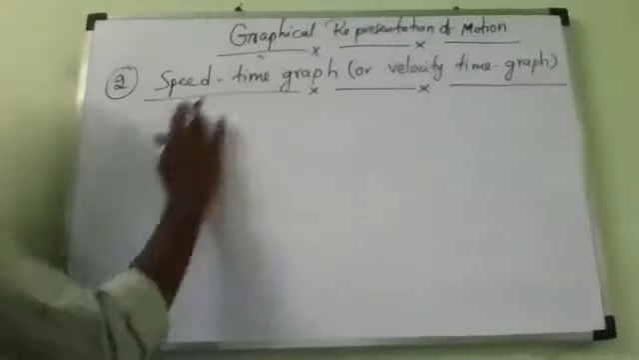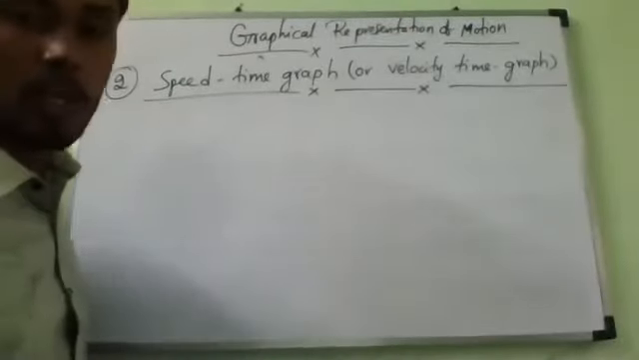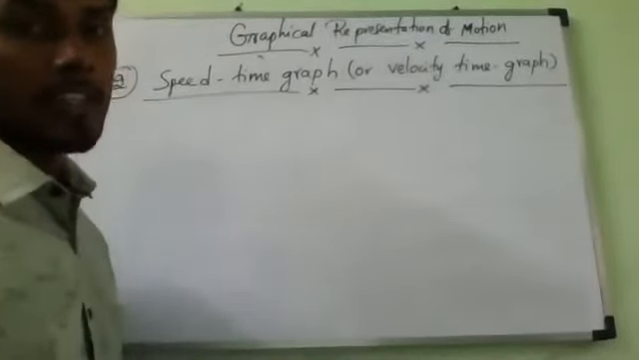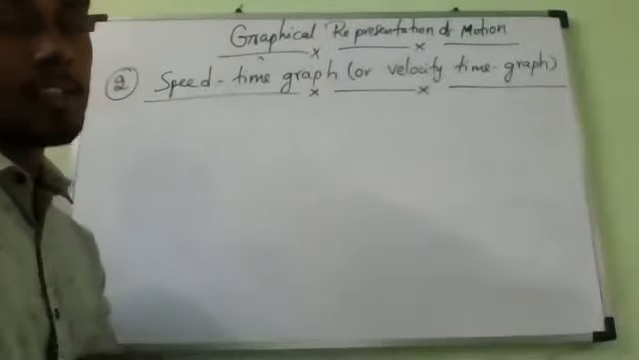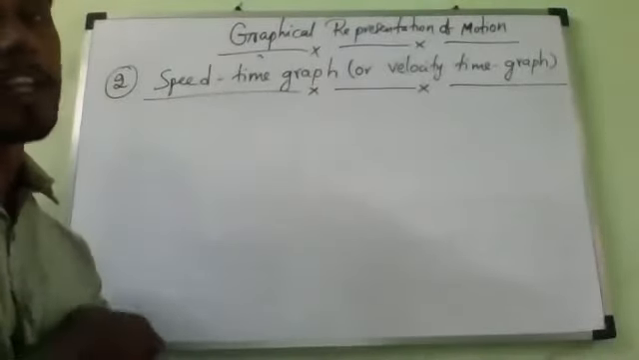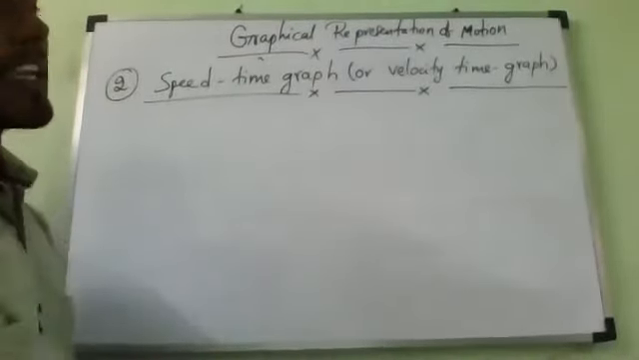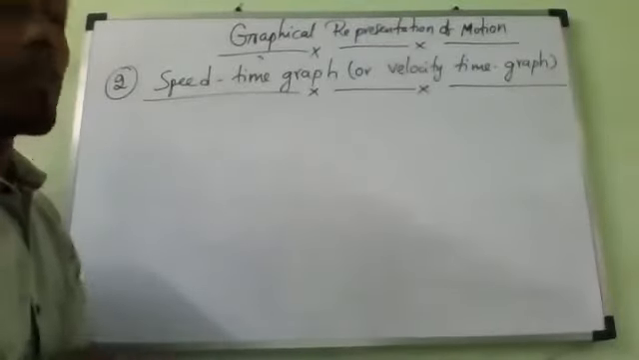Speed time graph or velocity time graph. Now, let us take here. Actually, in this, we have three cases. Speed is not a single case. We have three cases in this. One by one, we will see.